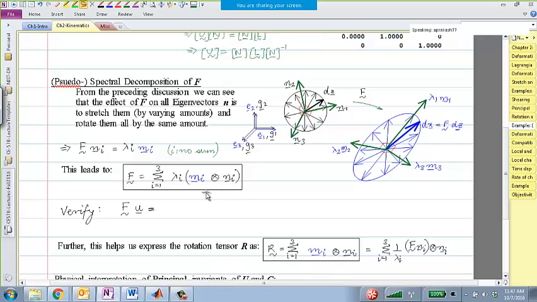If you remember the conventional spectral decomposition of a tensor, both of these vectors were the same vector, right? It used to be lambda i times n_i dyad n_i, for example. But here we have two different vectors that have a dyadic product between them, and they define this tensor. So everybody still with me? Okay.